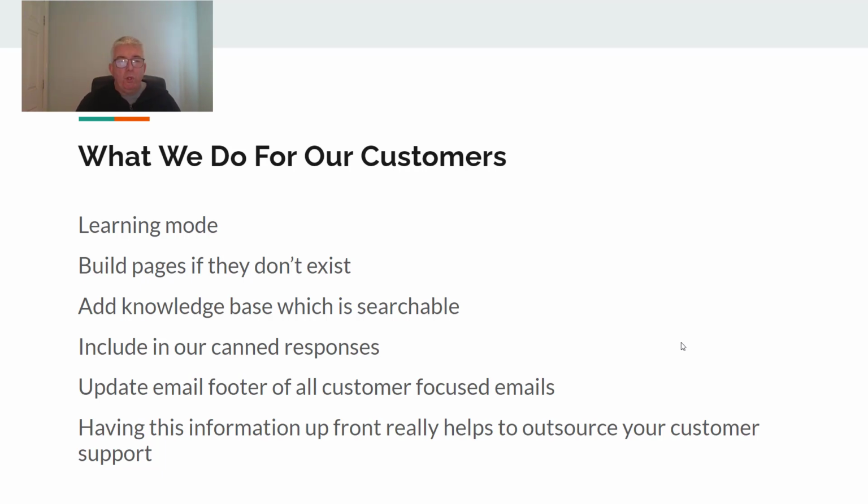Like we said earlier, we update the email footer of our customer-focused emails inside of WooCommerce to include links to those various support policies. I'm going to create another video soon on how to improve your WooCommerce emails to reduce customer support. Having all this information up front and getting it done now really helps if you decide to outsource your customer support in the future. It's not only for you and your customers, but if you decide to offload that service or that burden to somebody else in the future.